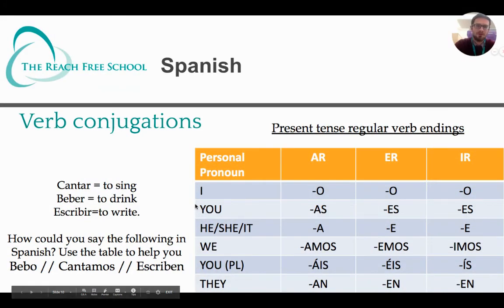Then you use your verb table. So we have the I here, and we go across to ER. The ending is O. We put the 2 together, and we make bebo. Eventually, pupils need to know this table in their heads. They won't be able to have it in front of them in a test. That information, like times tables, needs to go into pupils' heads.